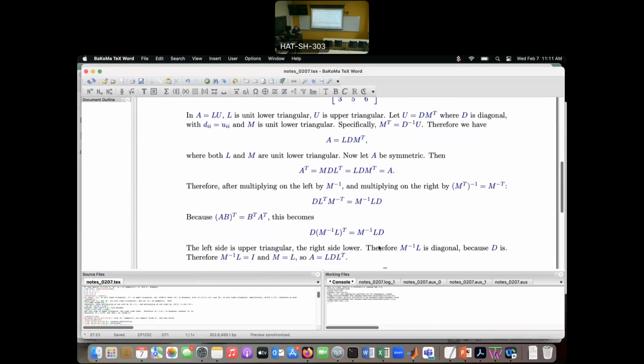Now, let's talk structure. What types of matrices do we have here? Remember, D is diagonal, M and L are both unit lower triangular. Now, the left side is M inverse L, that is unit lower triangular, because if you take a unit lower triangular matrix and you invert it, it's still unit lower triangular. If you multiply it by a unit lower triangular, it's still unit lower triangular. But then I take the transpose of all of that. So on the left side I have a diagonal times an upper triangular. So the left side is upper triangular.